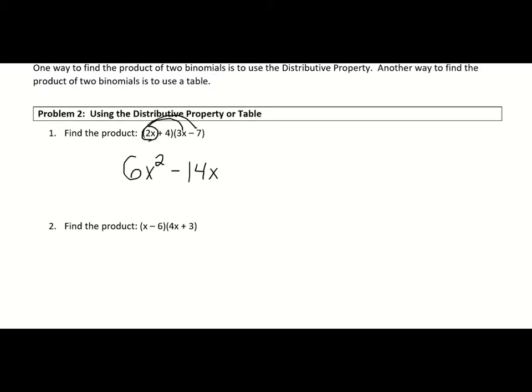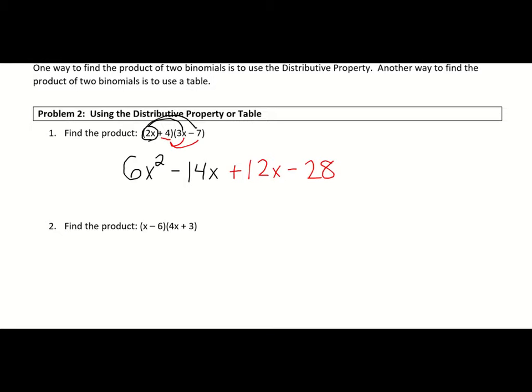The 2x has been distributed, so now we need to distribute the 4 from the first binomial to everything in the second binomial. So 4 gets multiplied with 3x to make 12x. 4 gets multiplied with negative 7 to make negative 28.